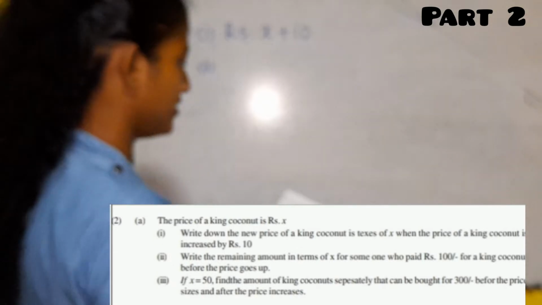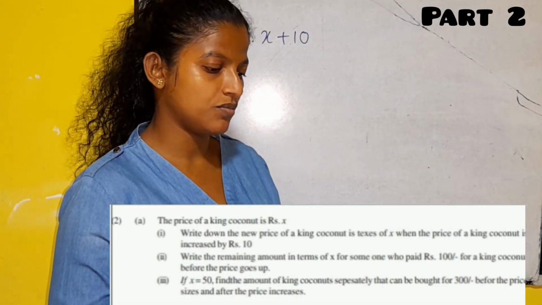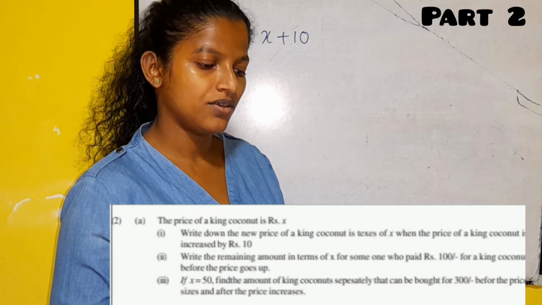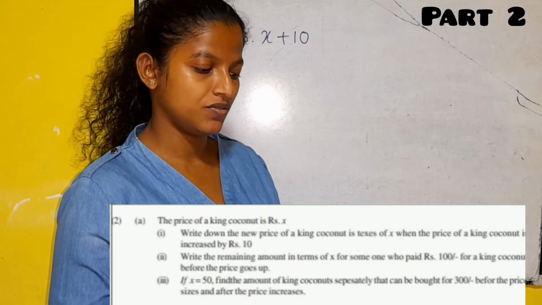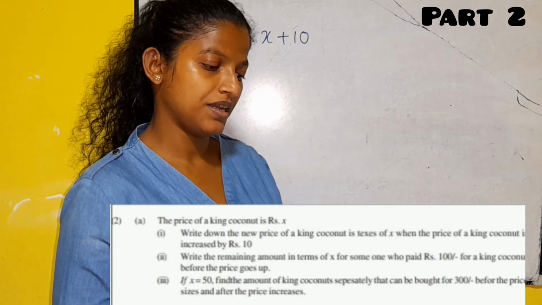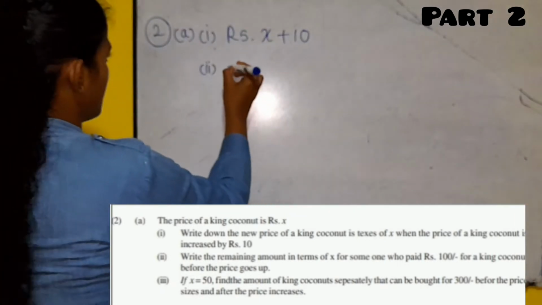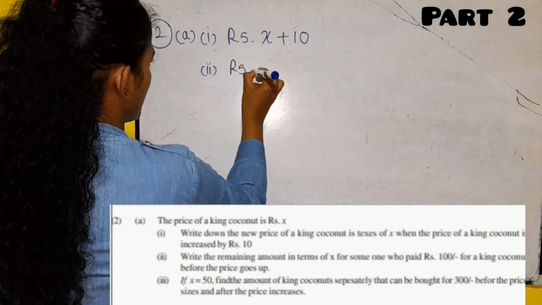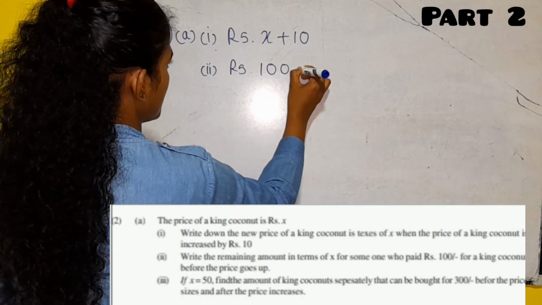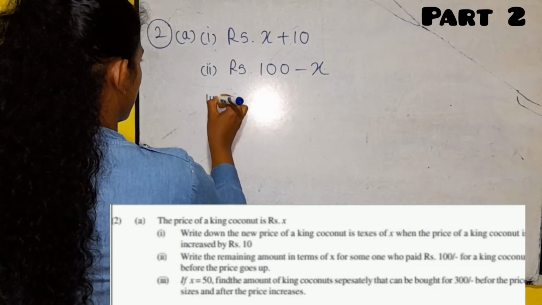Second question, write the remaining amount in terms of X for someone who paid 100 rupees for a king coconut before the price goes up. If someone paid 100 rupees, we can find the remaining amount by subtracting the price of a king coconut from 100 rupees. 100 minus X rupees is the answer.